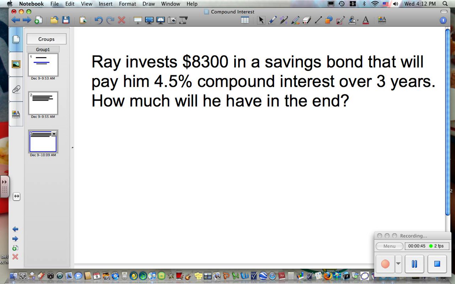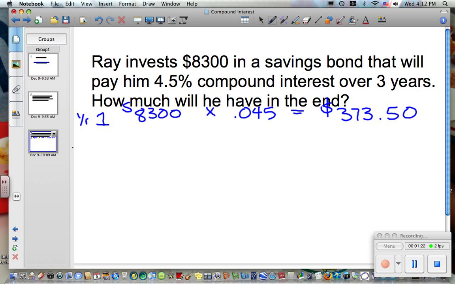In this question, Ray has invested $8,300 in a savings bond, and it's going to pay him 4.5% compound interest over 3 years. And we're going to try to find out how much he'll have in the end. First of all, year one, we start out with a principal amount of $8,300. And we multiply that by the percentage as a decimal, 0.045, and we come out with how much interest he would make in that year, which in this case is $373.50.